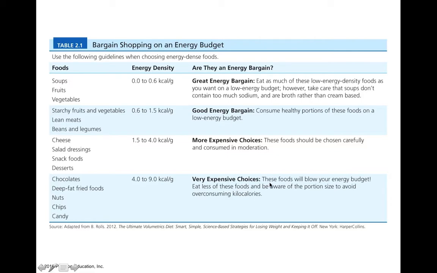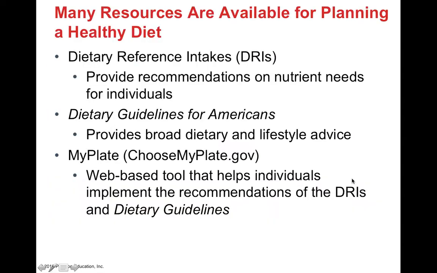So even though you're consuming X amount of grams, you're going to have many more kcals consumed if you eat grams of these foods than if you eat grams of those foods. So not all grams of food are created equal. The things that have high kcals per gram are considered expensive energy choices on an energy budget.